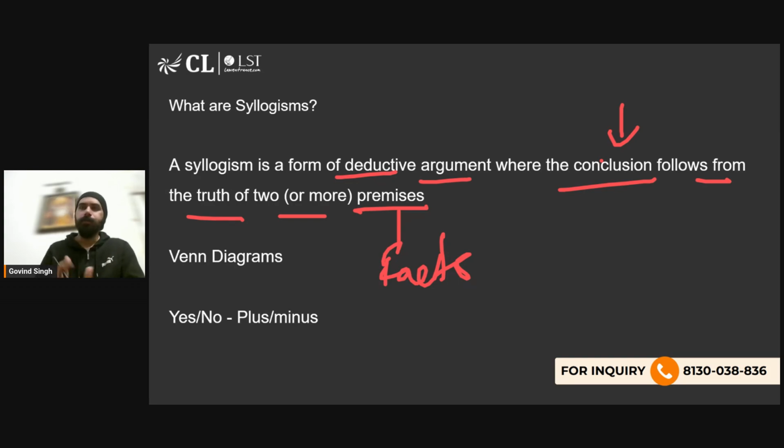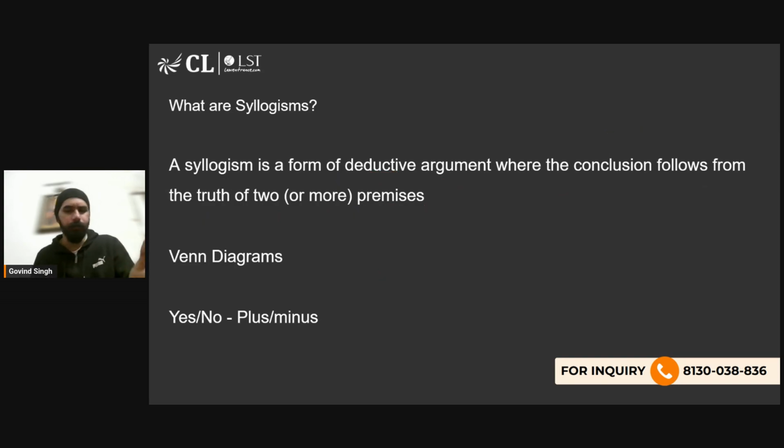Now, how syllogisms are different from our traditional questions of critical reasoning is we use a thing called Venn diagrams to solve questions of syllogisms. Now, what are Venn diagrams? Some of you might have seen these in your schools or in your syllabus of maths when you studied it in school. Venn diagrams, as the name suggests, are a type of diagrammatic or graphical representation where you establish relationship between two statements.